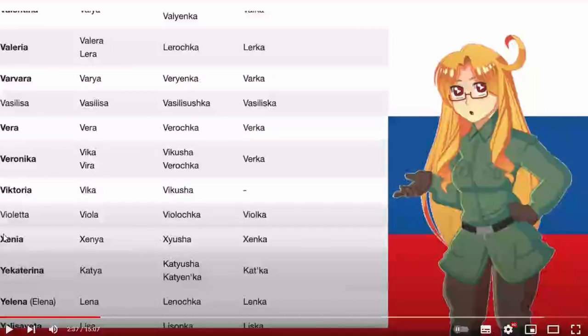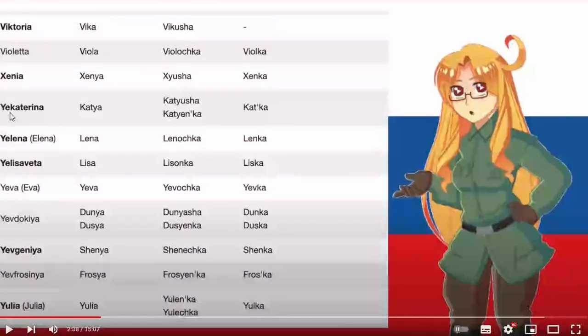Veronika, Viktoria, Violetta. Ksenia. Ekaterina. It's a Kate. It's a Russian version of Kate, Catherine. Yelena. Also written as Elena, but read as Yelena. Elizaveta. It's a Liza. Eva. Also written as Ava. Evdokia! It's a name, it's just old. Evgenia. Zhenya. It's very important. Zhenya. The romanization is trash.